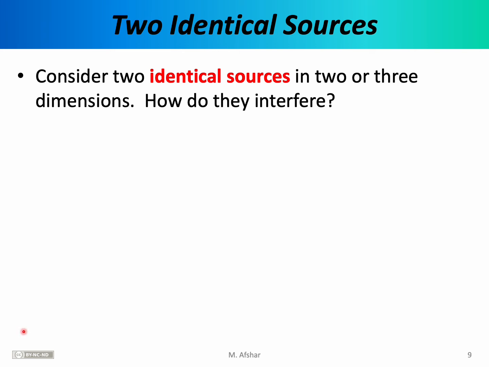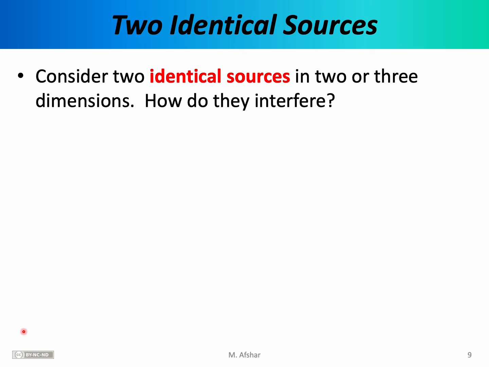Our last practice problem was about identical sources. Identical sources of waves are quite common, and so we need to have some specialized knowledge about them. Consider two identical sources in 2 or 3 dimensions. We want to know how they interfere.